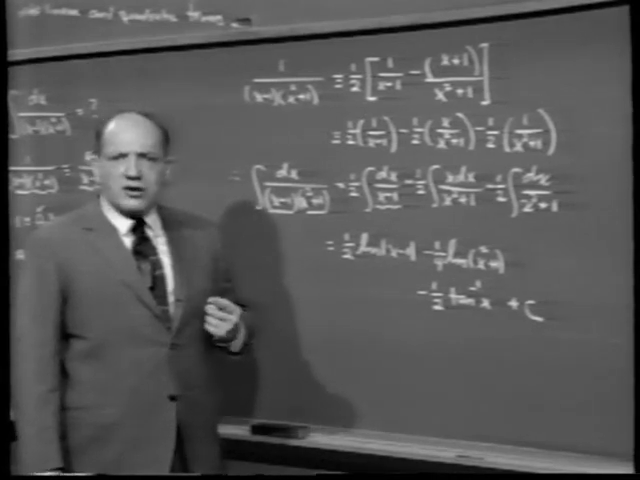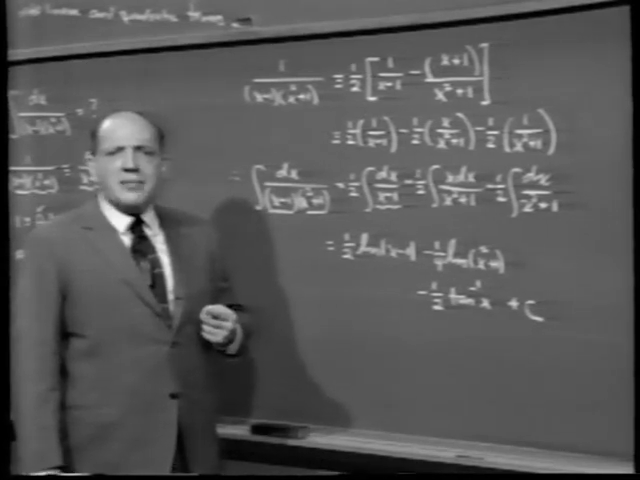It works for the quotient of two polynomials, and to make the undetermined coefficients technique work right, you must assume that the degree of the numerator is less than the degree of the denominator.